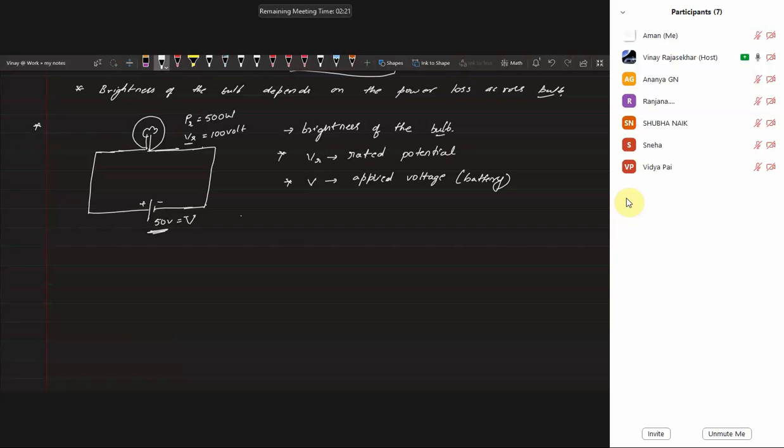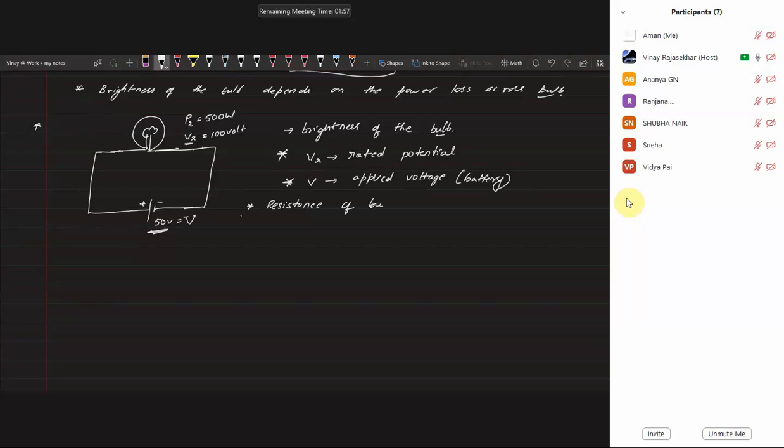This potential they are taking one by one, and most students are confused at this point. But you don't get confused now. At least once you practice, you can understand it better. This potential is the applied potential. This potential is the rated potential. So from this we are going to calculate first the resistance of the bulb.